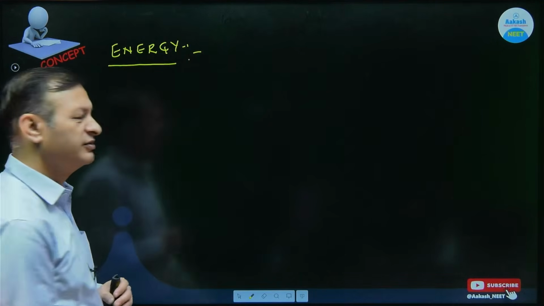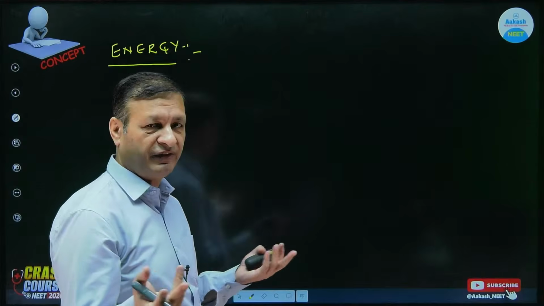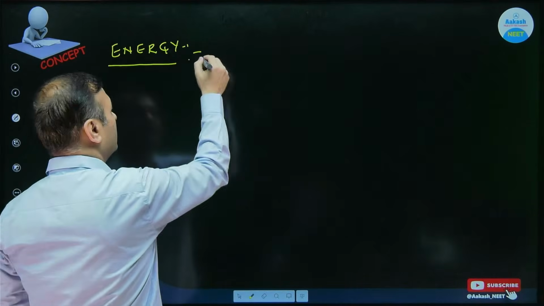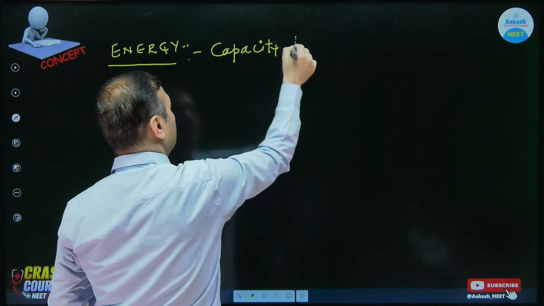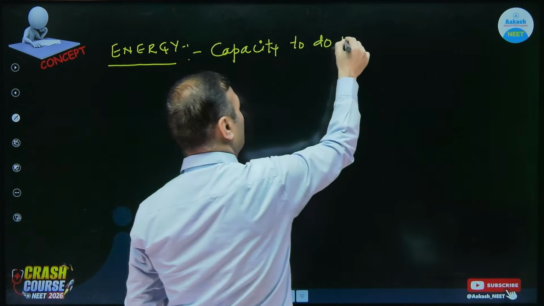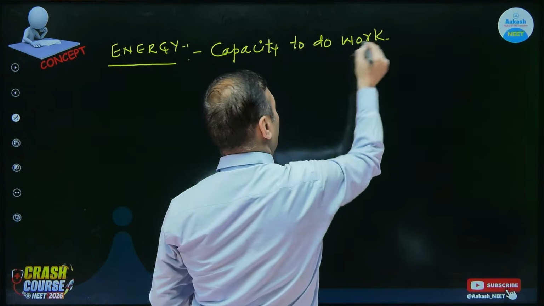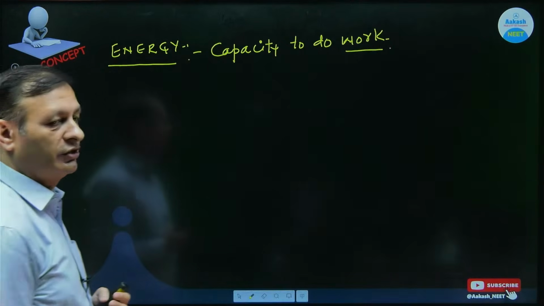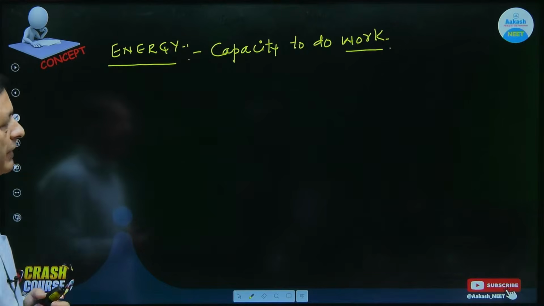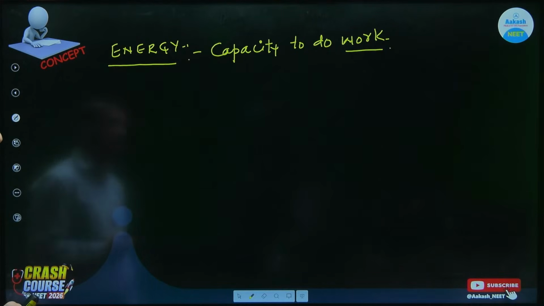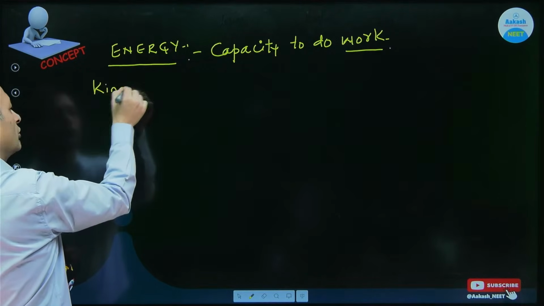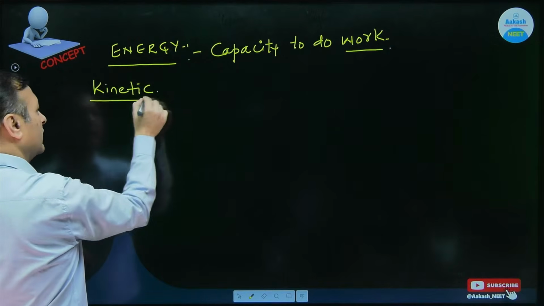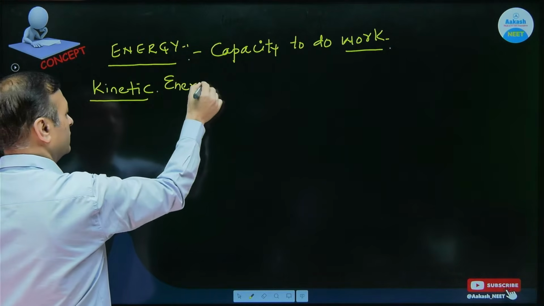So how do you define energy? It's the same definition which you had been defining since your 4th, 5th, 6th class. This is basically the capacity to do work. Got it or not? So here primarily we'll be dealing with the first type of energy, capacity to do work. So here we'll be talking about kinetic energy first.